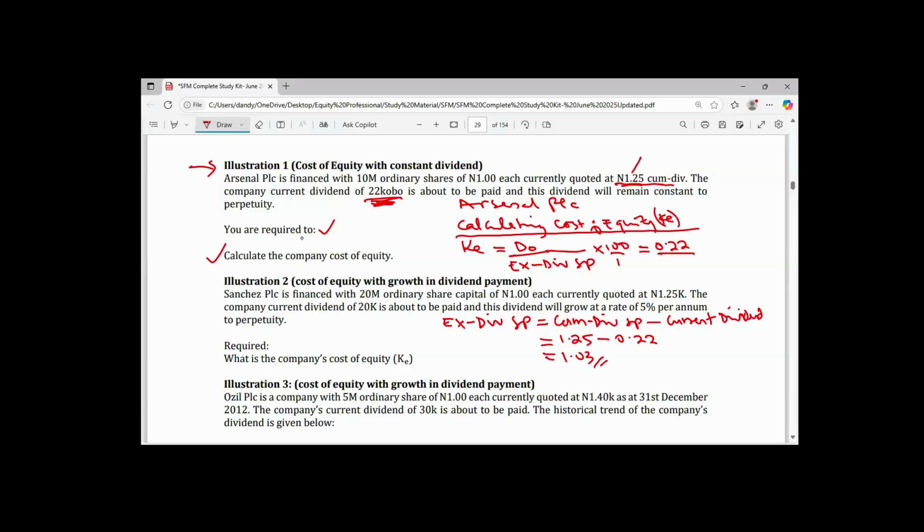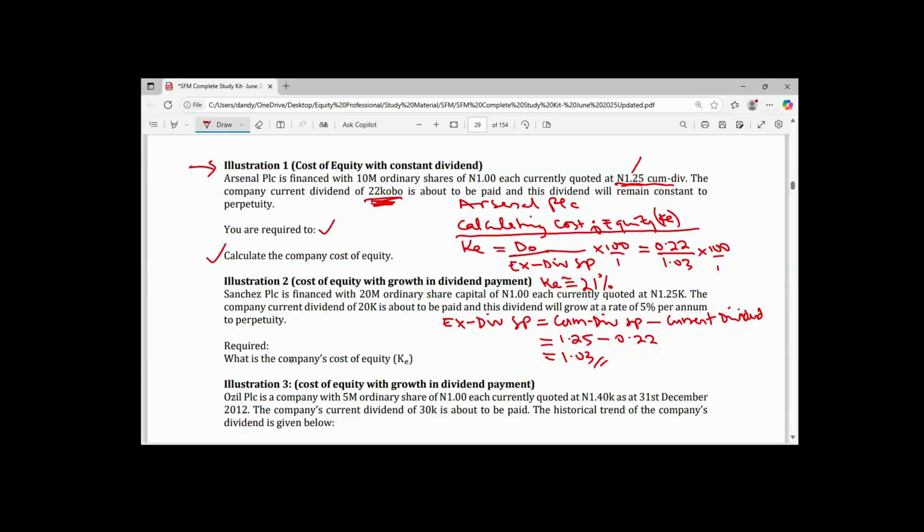I will then come here: 1.03 multiplied by 100 over 1. Final answer. KE will then be equal to, please always come with your calculator when you are coming to the class, so that you participate, 0.22 divided by 1.03 multiplied by 100%. That's 21.35, rounding to 21%. So the cost of equity of Arsenal PLC is approximately 21%.